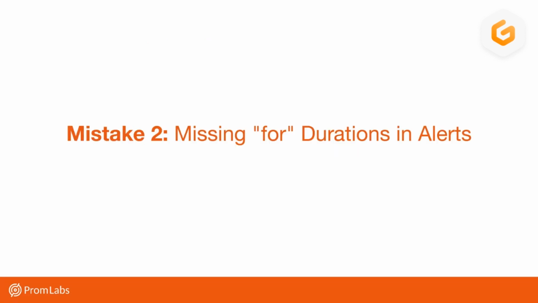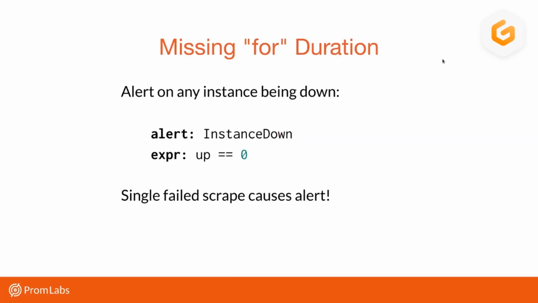Second one, missing for durations in alerts. I'll explain what that means. In Prometheus, you can define alerting rules where you give the alert a name, and then you provide a PromQL expression, and that expression defines whether something is wrong or not. If it produces a time series, one or multiple time series as an output, those time series will become an alert. And if the output is empty, everything is fine.